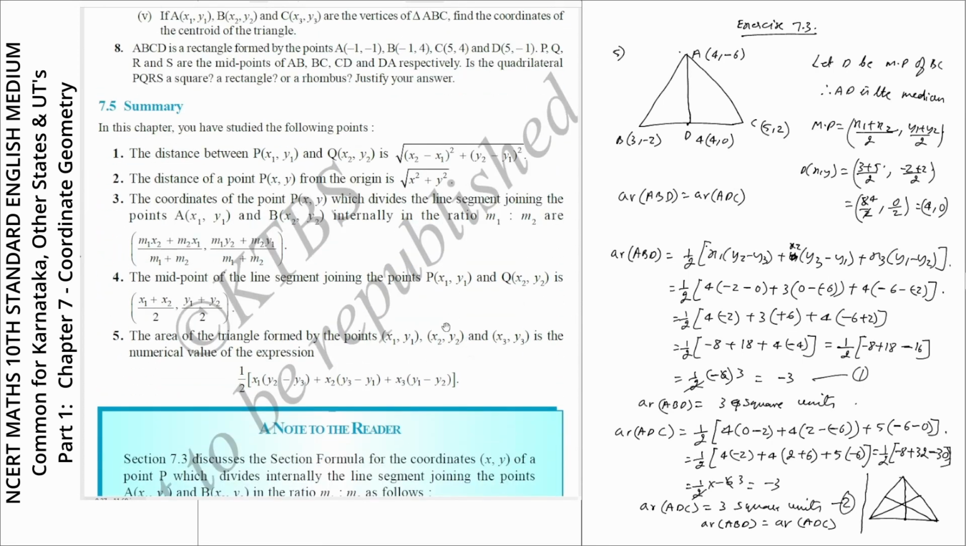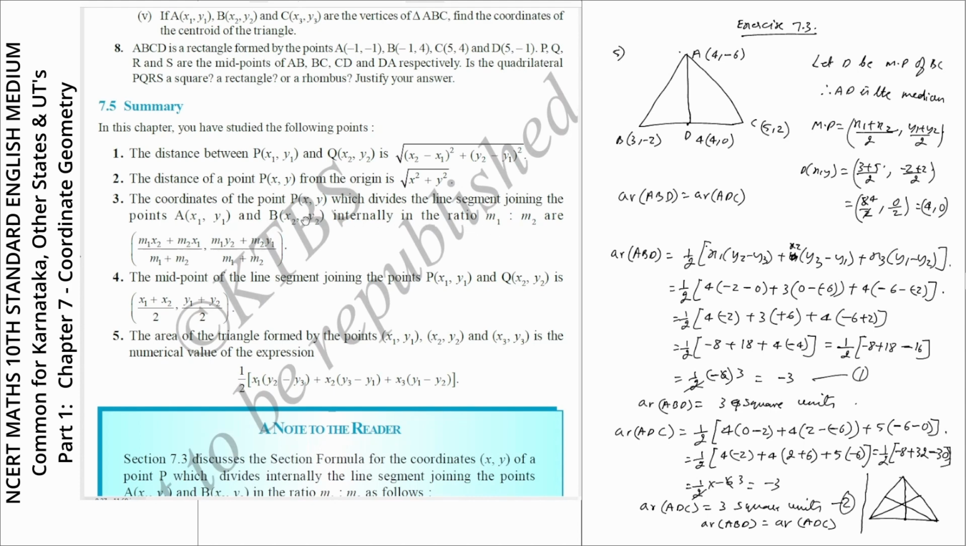And summary. So in this chapter what we have learned, first thing that we learned is distance formula. If coordinates of P is x1 y1 and coordinates of Q are x2 y2, then the distance between P and Q is given by square root of x2 minus x1 the whole square plus y2 minus y1 the whole square. Okay, and if P is any point on xy plane, then the distance of origin and P is given by square root of x square plus y square.